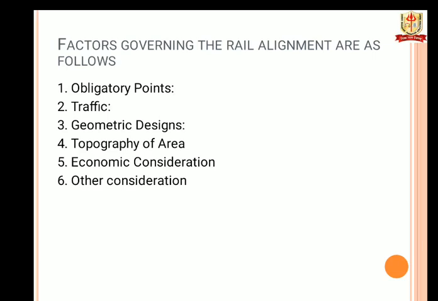Factors governing the rail alignments are as follows. First factor is obligatory points. Many times the alignment of track has to be deviated from a straight line because it has to pass through obligatory points, like marketplaces, industrial places, education centers, etc. Certain undesirable locations have to be avoided, for example low-lying areas, marshy places, areas requiring deep cutting. So they may need deviation of the alignment.